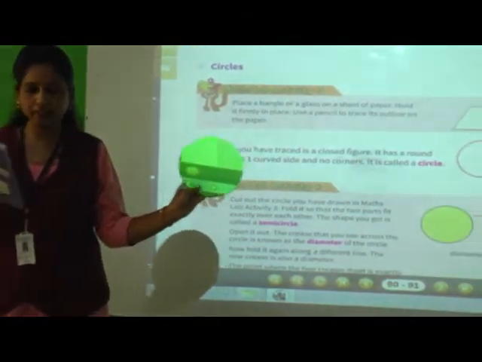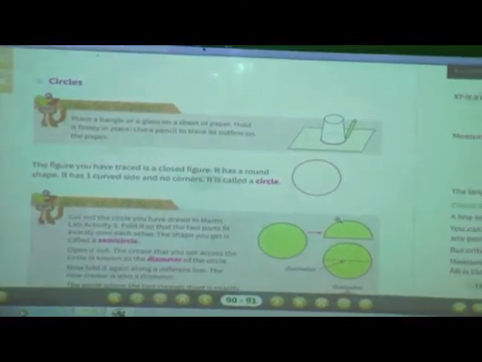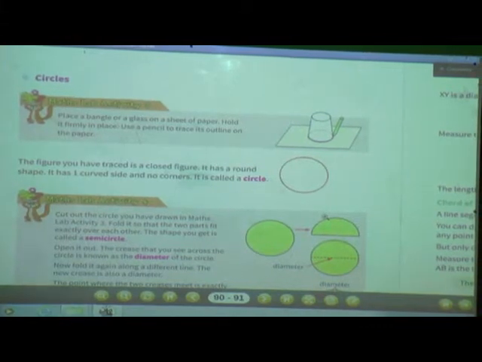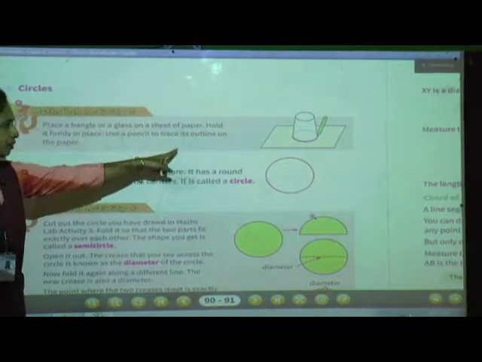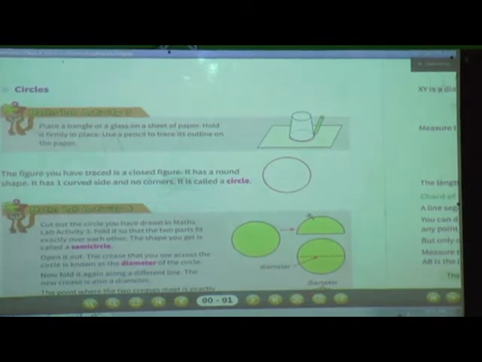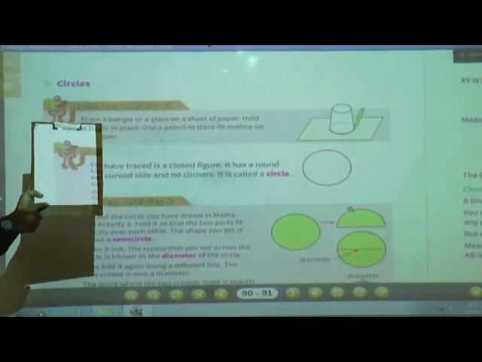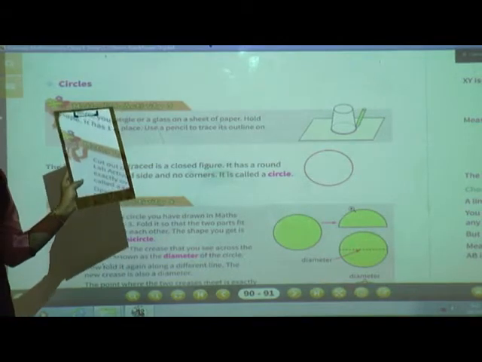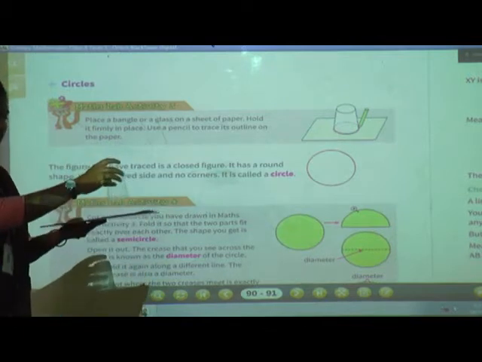Now let's learn something more about circles, but before that they have given one activity. Okay, now we will do that activity. What they said: place a bangle or a glass on a sheet of paper and hold it firmly in place. Use a pencil to trace its outline on the paper. Now I have taken one sheet here. You can use a bangle or a glass. I am having a glass. I am going to use the glass to trace this.